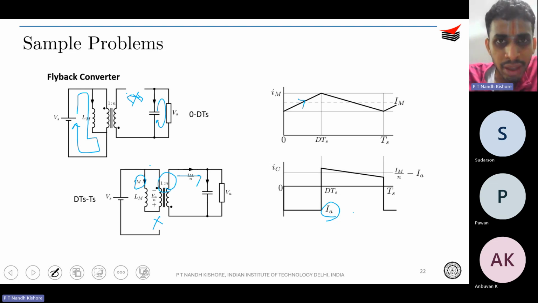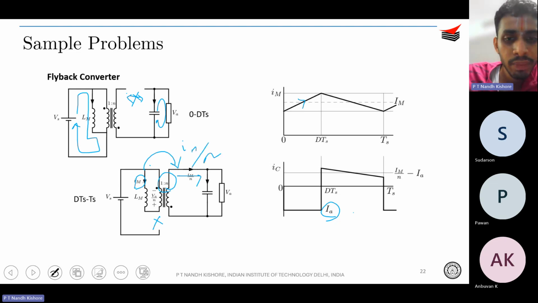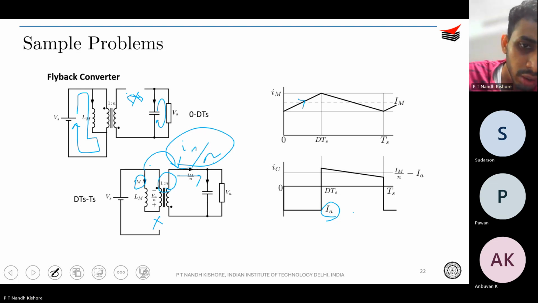So you have an IM in the primary. If you take it to the secondary, what happens? It becomes IM over N, where N is your turns ratio. So IM over N is the transformed current of your magnetizing inductor current. Magnetizing inductor current in the primary is IM; in the secondary, it becomes IM by N. So far so good, right? So at this point, I have got IM over N.